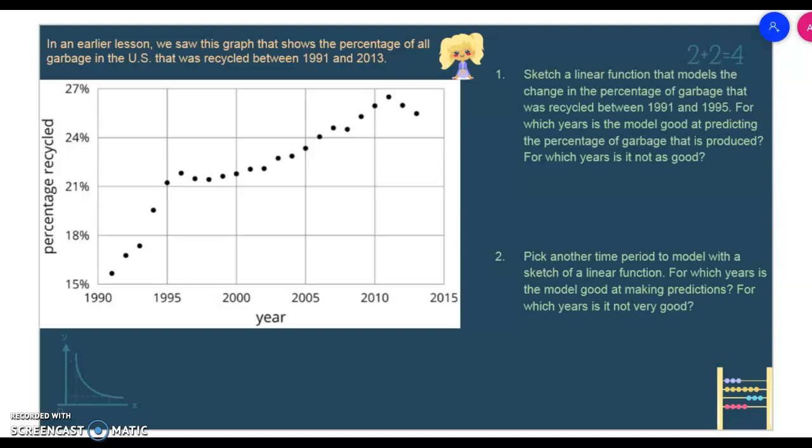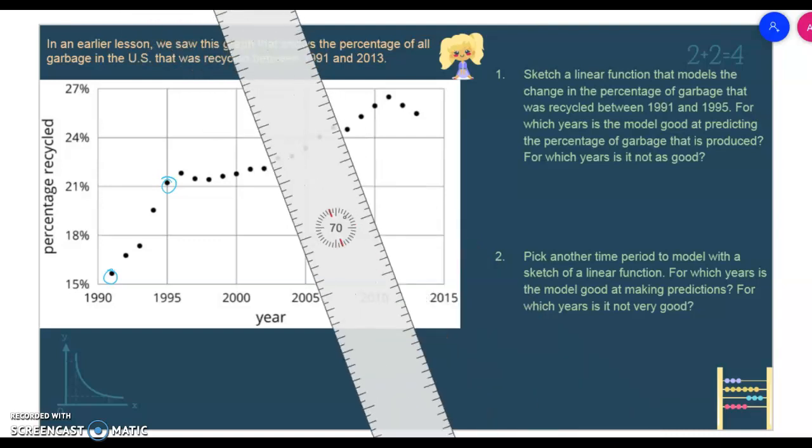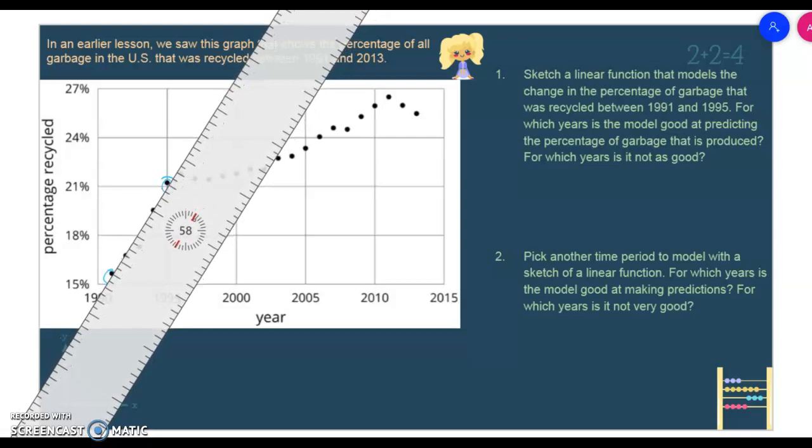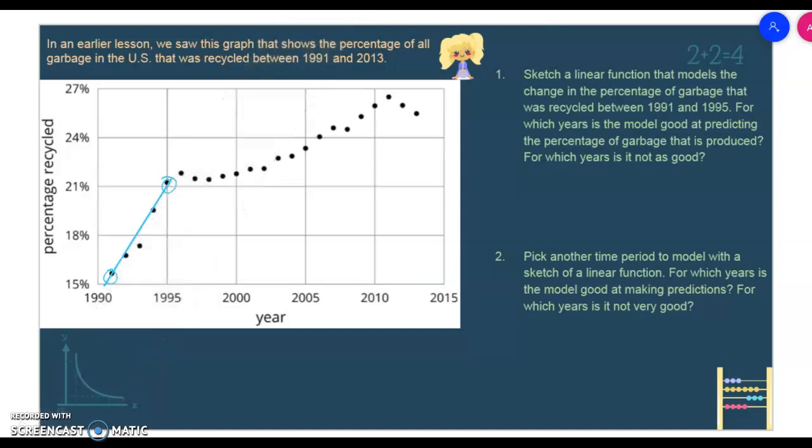So in an earlier lesson, we saw this graph. It was talking about garbage, and this is actually a recycled graph. So it says sketch a line of function that models the change in percent of garbage that was recycled between 1991 and 1995. So I'm going to look at 1981 to 1995, and I'm going to try to draw out my line of best fit. Now remember, a line of best fit is kind of where almost all of the data points are either lined up or there's the same number above or below our line. So I'm going to draw it kind of right there. If yours is a little bit off, remember that's totally fine. It's just a line of best fit.